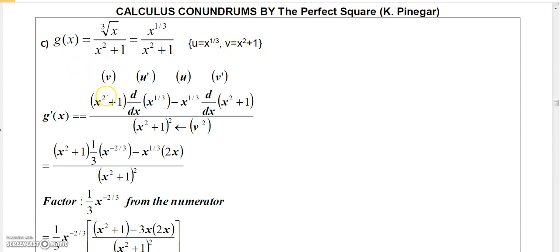Now, when I calculate the derivative using the quotient rule, I write v times the derivative of u, and then minus u times the derivative of v, and then all over v squared. Again, this v squared is not really there. It's just showing you that the v squared goes there. Okay, now, so I bring down the x squared plus 1, and then I calculate the derivative of x to the 1/3 using the simple power rule. So I get 1/3 x to the negative 2/3. And then I bring down the x to the 1/3, so I have minus x to the 1/3. And then I calculate the derivative of x squared plus 1, which is 2x. And then on the denominator, I have x squared plus 1 quantity squared.